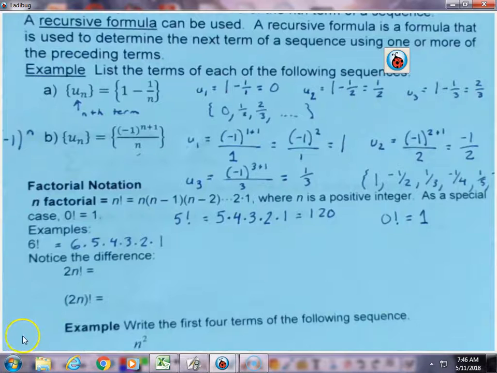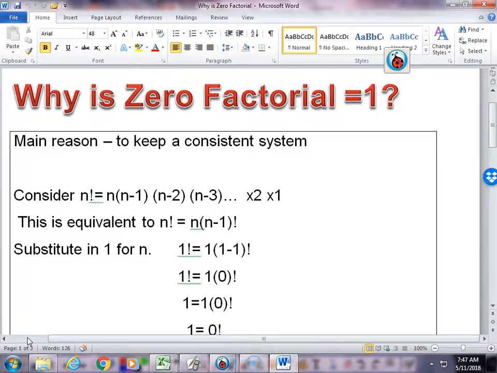She doesn't like it, so that's okay. So you're not going to let me get away with why is 0 factorial equal to 1? I'll tell you.